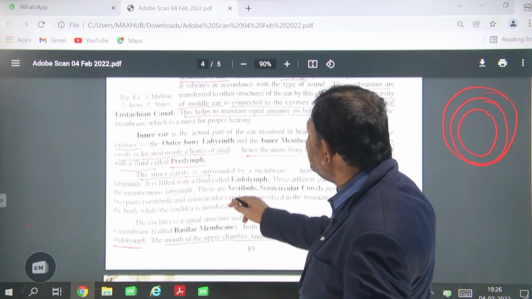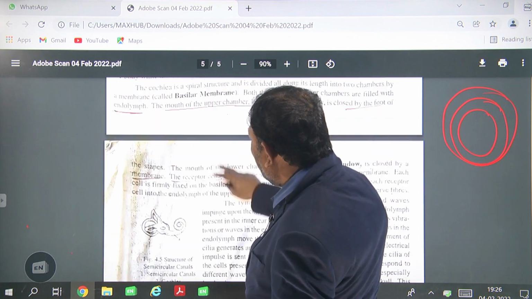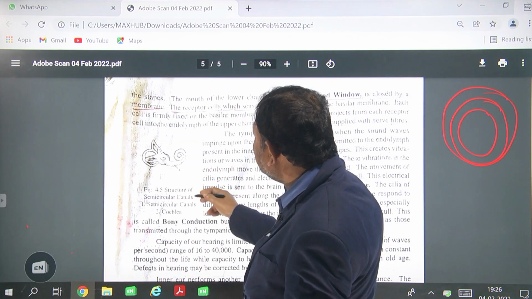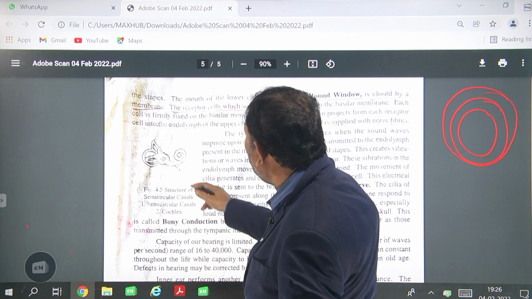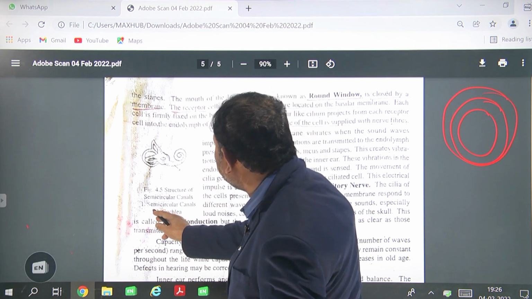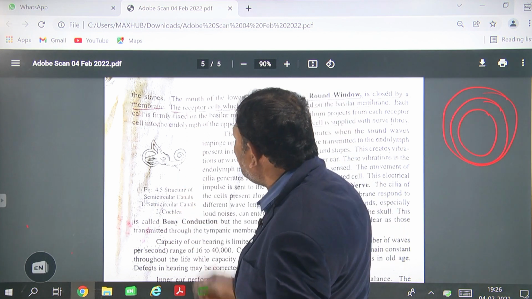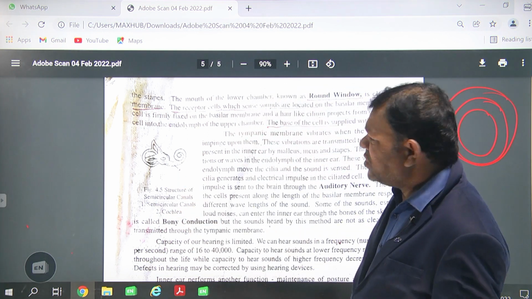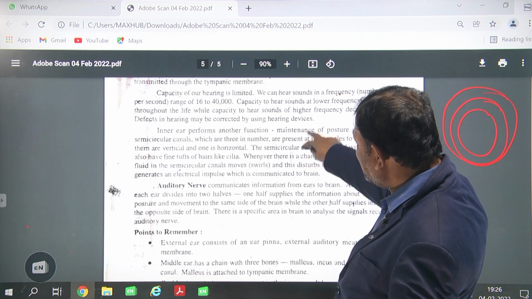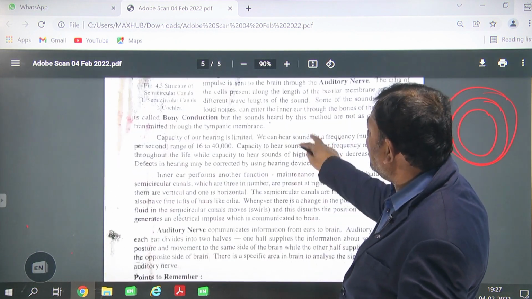Here is the diagram from another book, showing the structure of the semicircular canals. The first one is the semicircular canal, and the second one is the cochlea. I can also send this to you on WhatsApp.